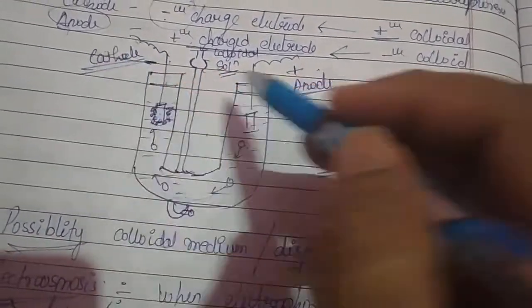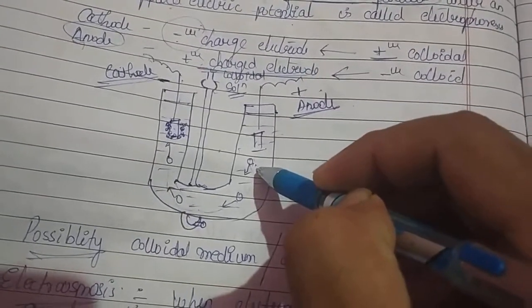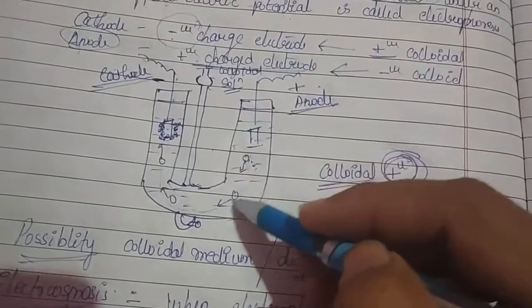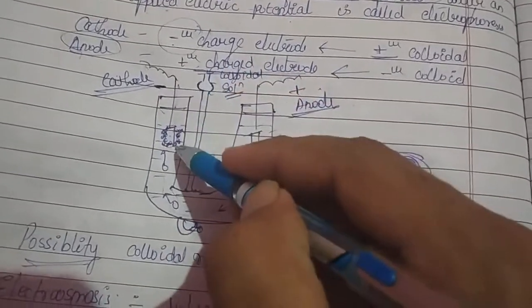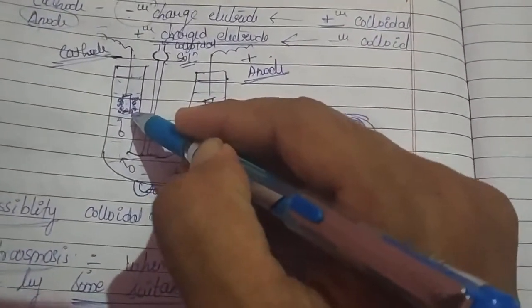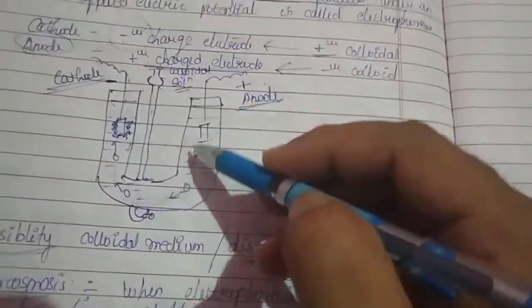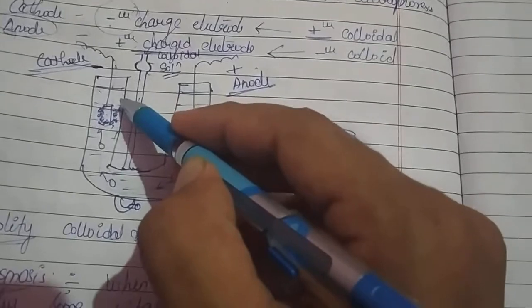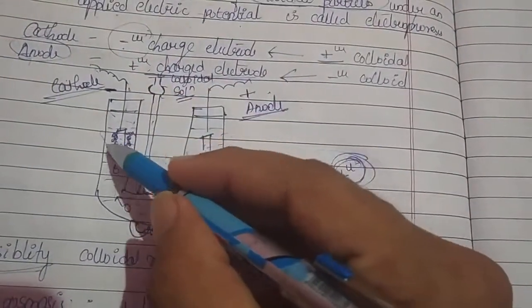For example, I have taken a positively charged colloid. The positive charge was there. So when they migrate towards the cathode, which is a negative charge, what happens? Plus and minus become neutralized. Since the colloidal particles are moving towards their oppositely charged electrodes, they get discharged. They will lose that charge and get coagulated.